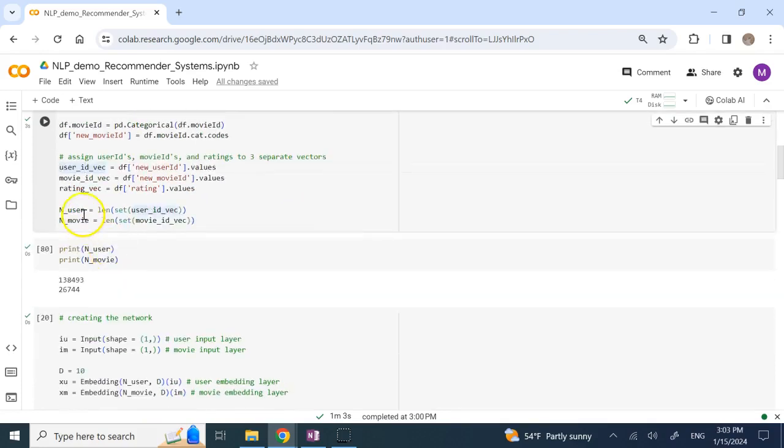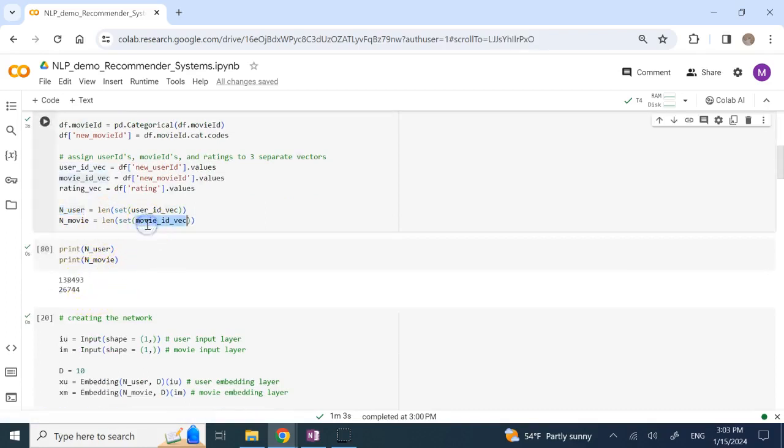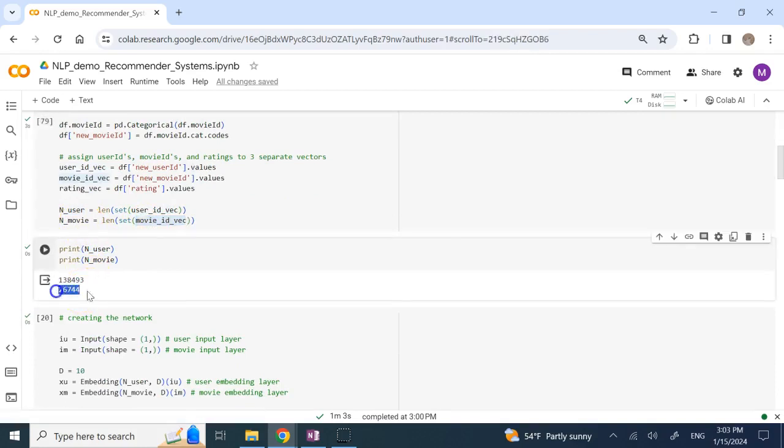Now, how many users are in this CSV file? You see that 138,000 people. How many movies are available? You see more than 26,000 movies are rated here.